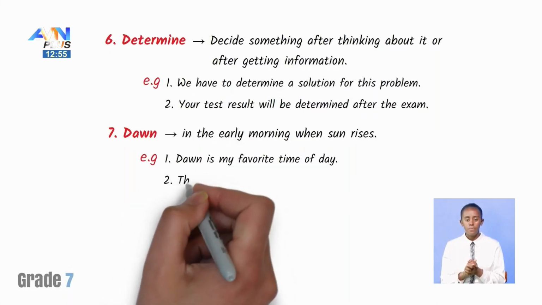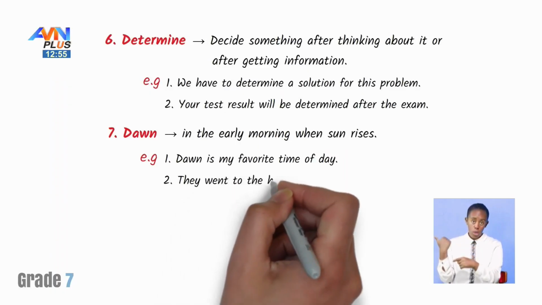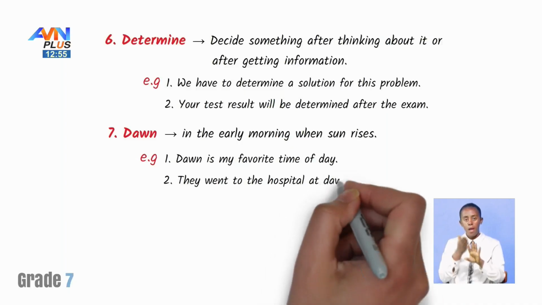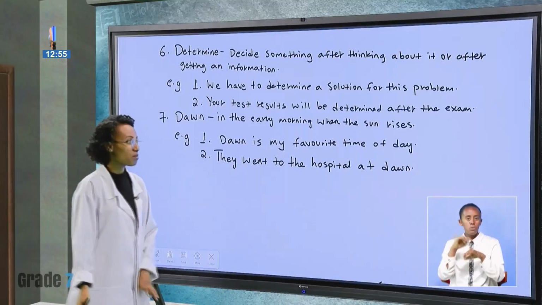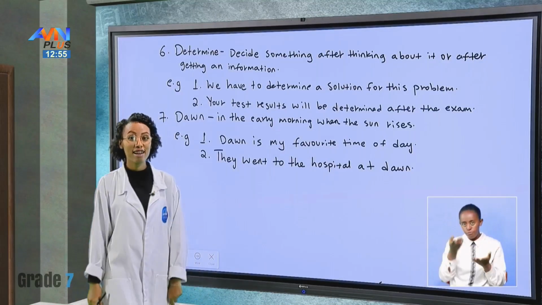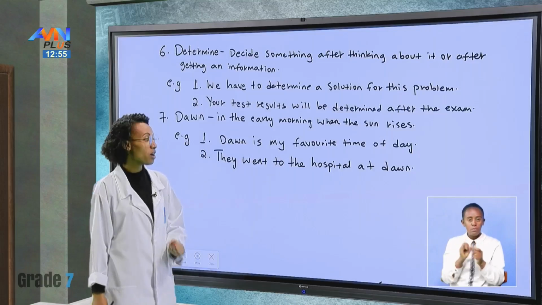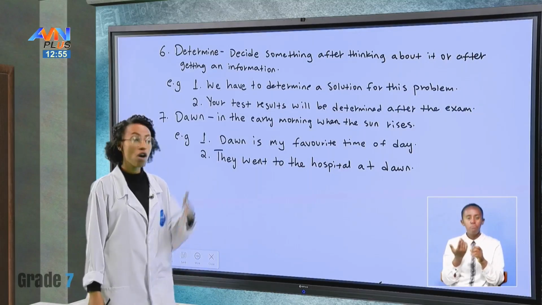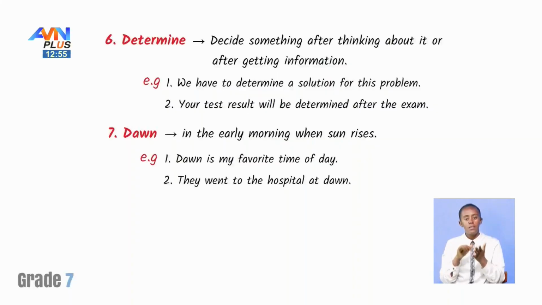They went to the hospital at dawn. So a lot of hospitals that we know here, especially government hospitals, if you need to get a ticket or a card, you have to go early for the queue. So a lot of people like going to the hospital early in the morning. Okay, so that is what dawn is about.